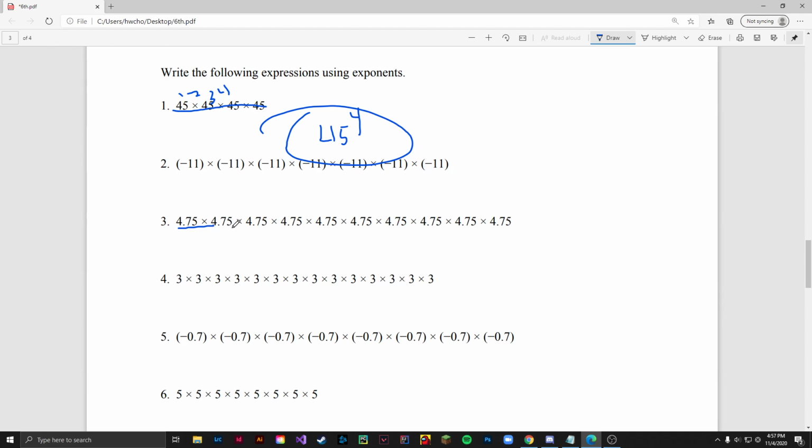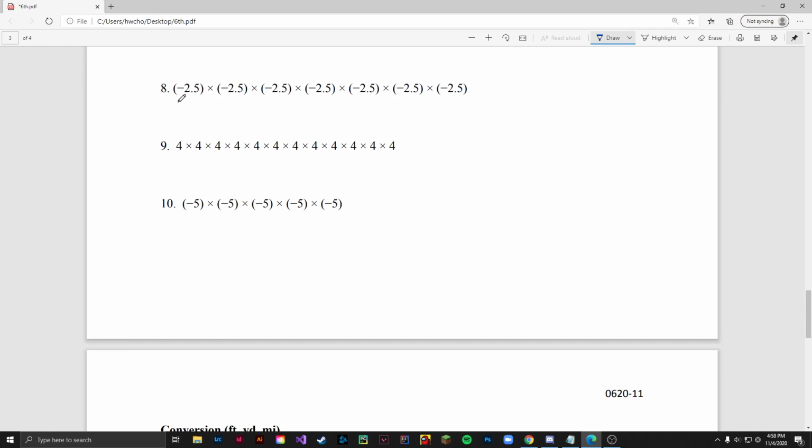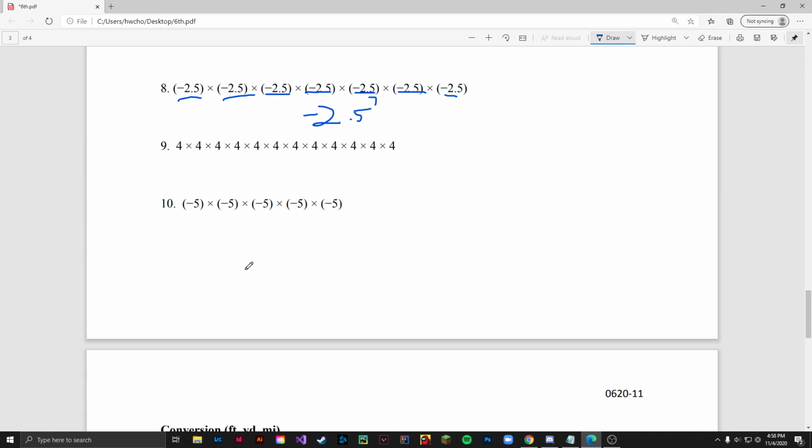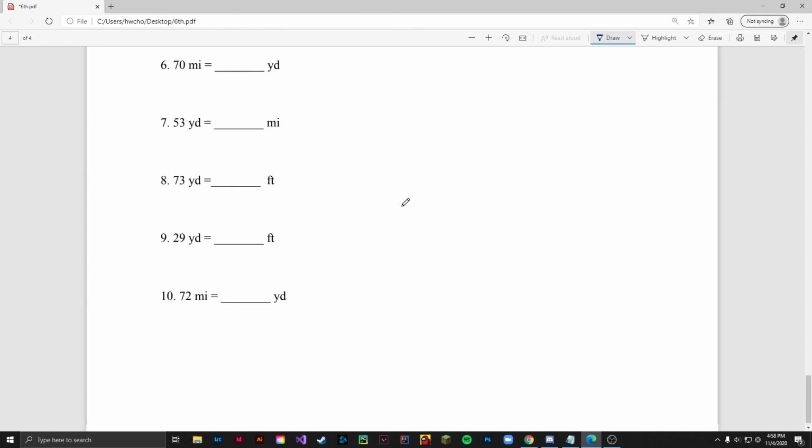Let's go over this one. 1, 2, 3, 4, 5, 6, 7, 8, 9, 10. 4.75 to the 10th. Just like that. Super simple. This one, let's go over this one. 1, 2, 3, 4, 5, 6, 7. Negative 2.5 to the 7th. This one, negative 5. We don't even have to count it because we can tell this is 5. There's 5 of them. It's going to be to the 5th. Alright. And that's the third section.